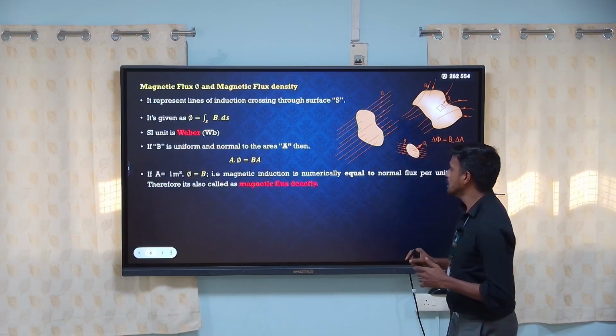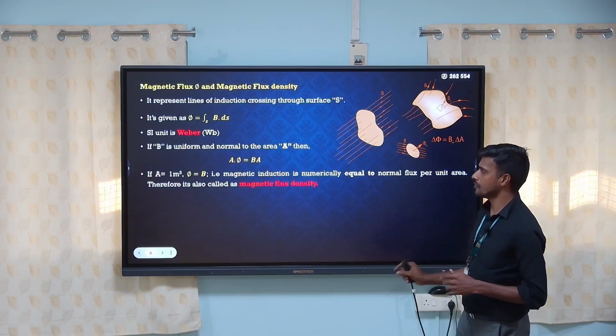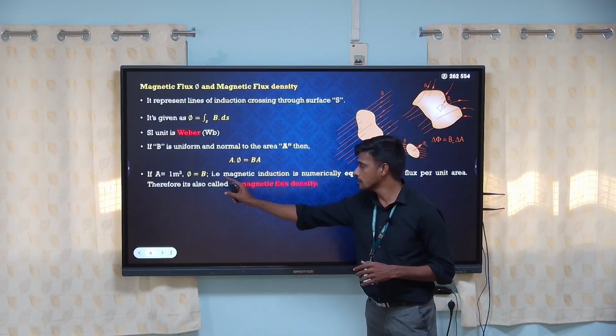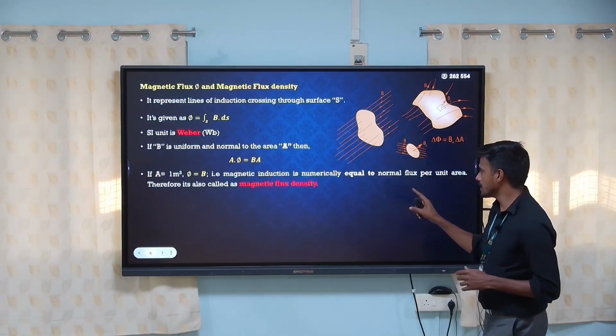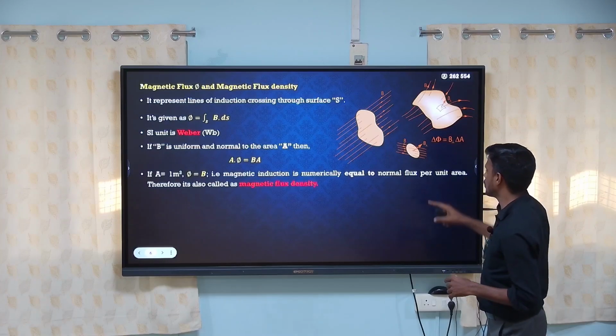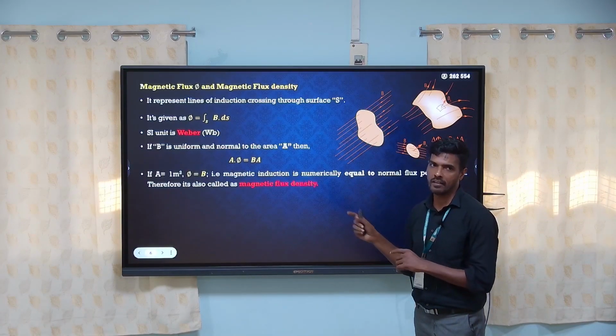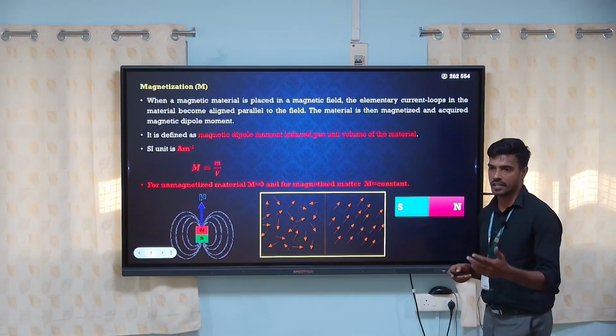So let us consider an area of 1 meter square. If A is 1 meter square, phi is equal to B; the magnetic induction is numerically equal to the normal flux per unit area. Magnetic induction is equal to the flux per unit area, therefore it is called magnetic flux density. Then we go to the next one.